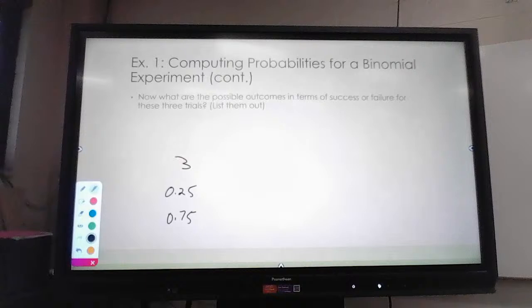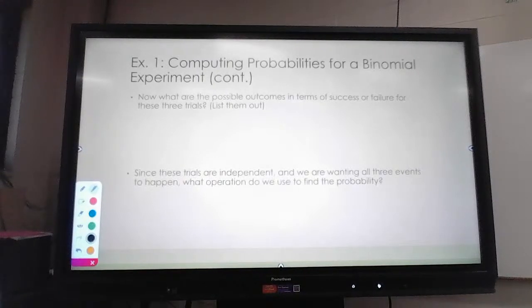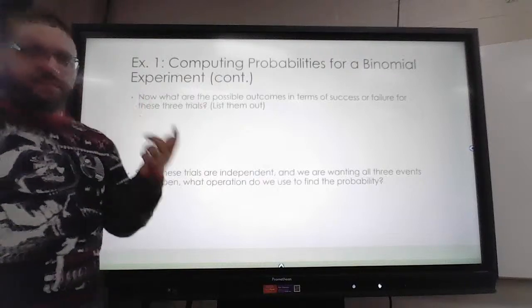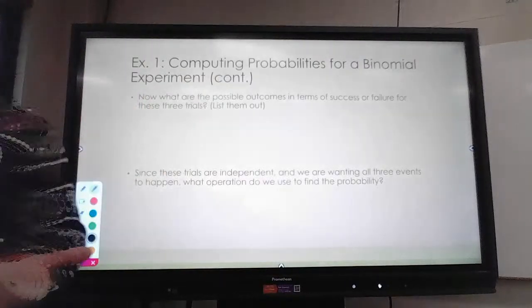Now, what are these possible trials? Well, let's list them out. Since these trials are independent and we are wanting all 3 events to happen, what operation do we use to find the probability? So independent, when we talk about independent versus dependent, we usually talk about the multiplication rule.